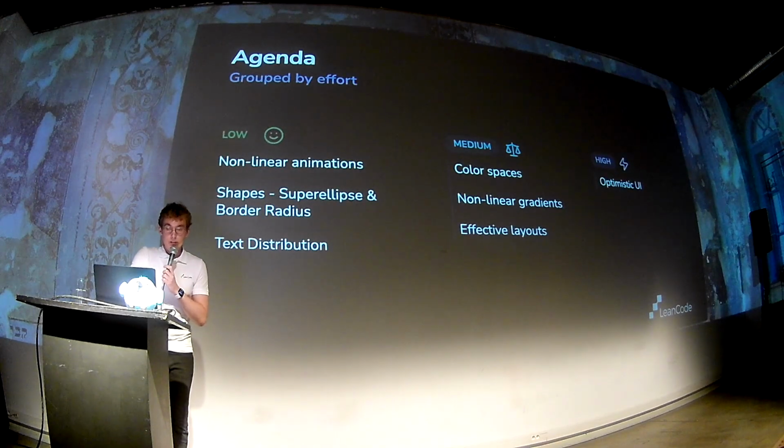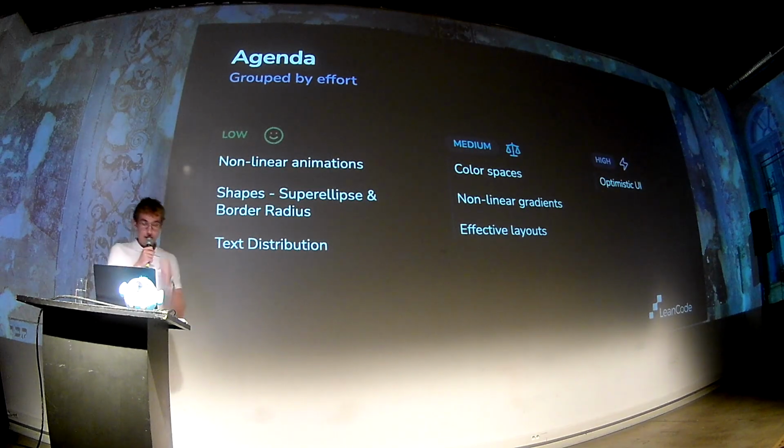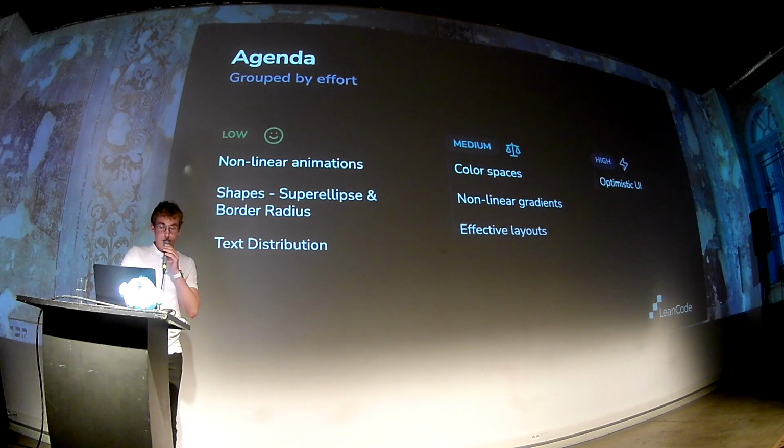Our agenda for today: I decided to group everything by effort. Stuff grouped as easy is something that can be achieved with around 3 lines of code. Medium requires you to think a little bit about what you want to achieve. And last but not least, hard may require upfront preparation and thinking about it before you write your first line of code.